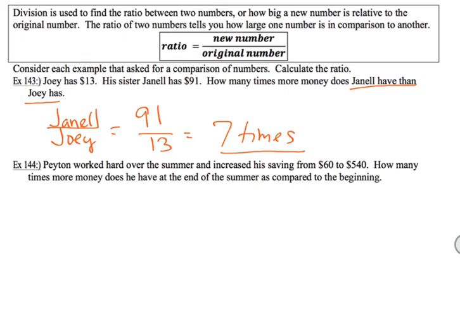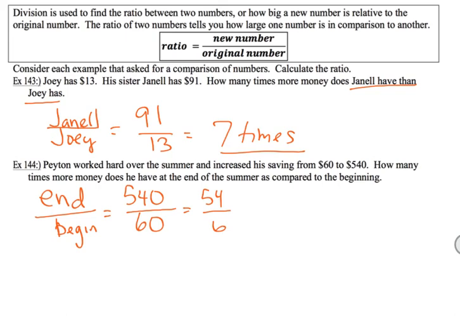Okay, Peyton worked hard over the summer and increased his savings from $60 to $540. How many times more money does he have at the end of the summer as compared to the beginning? We are comparing the end of the summer to the beginning of the summer. So we're going to put beginning of summer on bottom. The end of the summer saw Peyton having $540. The beginning of the summer was $60. I'm going to go ahead and divide top and bottom by 10 to make this easier to divide. 54 divided by 6 is 9. So Peyton had 9 times as much money at the end of the summer as compared to the beginning of the summer.